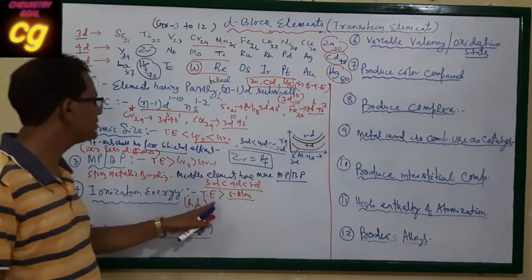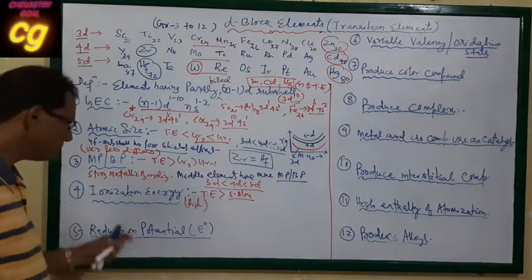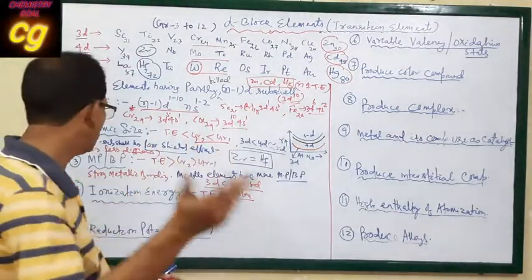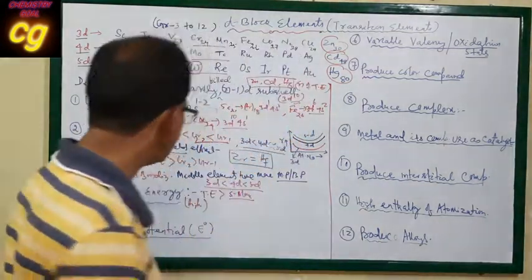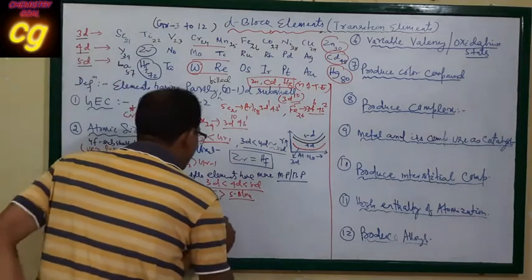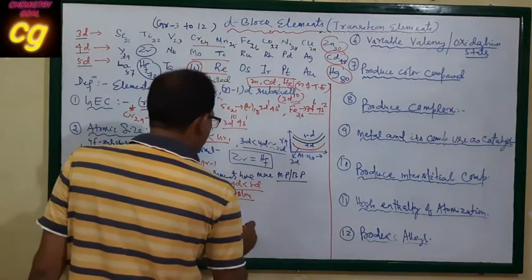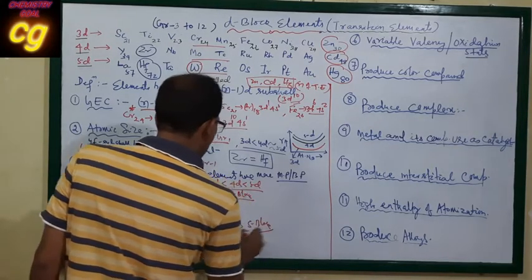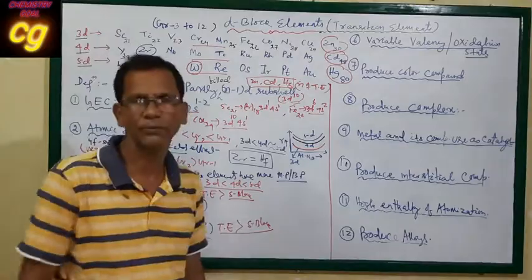Okay, so regarding the ionization energy, transition elements have high ionization energy compared to S block elements due to strong metallic bond and more effective nuclear charge of the elements from left to right. Then if you see their reduction potential compared to S block, transition elements have high reduction potential compared to S block.